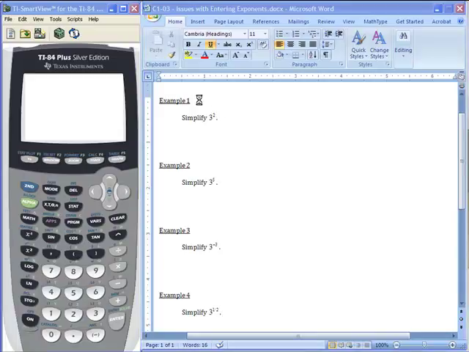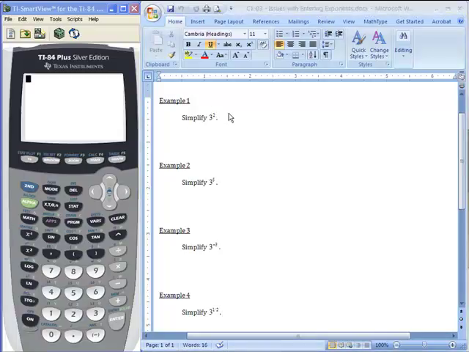So if we look at example 1 here, it asks us to simplify the expression 3 to the second power, or 3 squared. On our calculator, we can press the 3, and we can press the power key on the right hand side, what we call the caret key, kind of looks like the roof of a house, and then the 2, and then press enter, and we get 9.